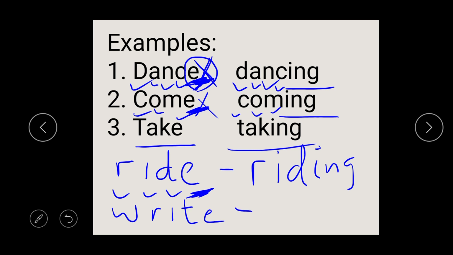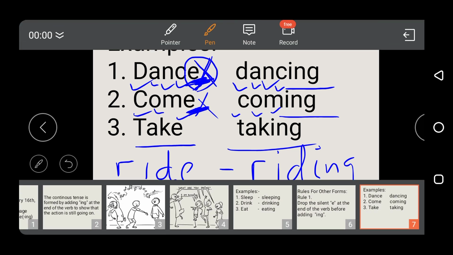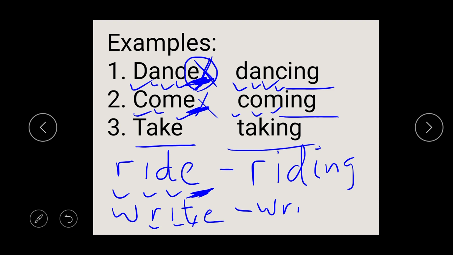Now we are still going to write the word write. But are we writing the E? No, because the silent E, we are removing it and we are replacing it with ing. Very simple. So the verb is write, and the continuous tense is writing. Can you write your homework? Yes, I am writing my homework. Okay, so let's look at another rule.